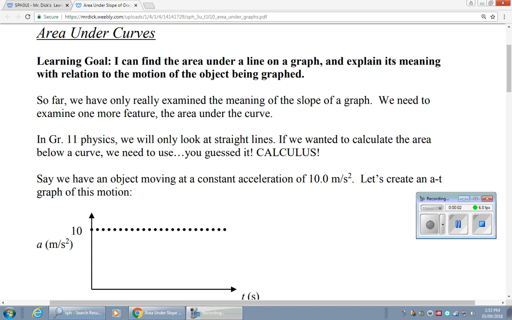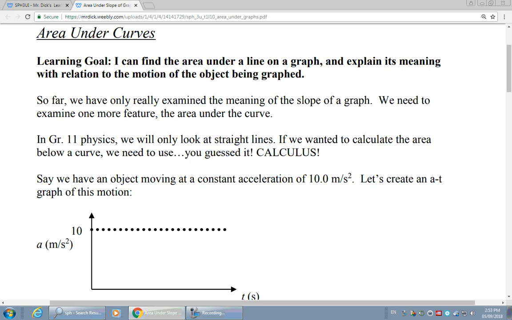We've already seen that for motion graphs, we can learn a lot about what the object is doing by looking at the slope of the line on that graph. We're now also going to look at what we can learn by analyzing the area underneath the line on the graph, or the area underneath the curve, if we want to call it that.